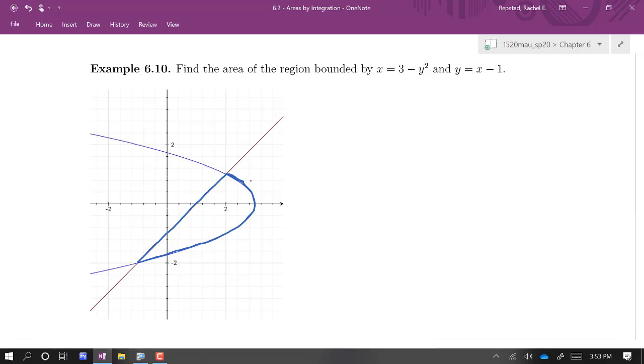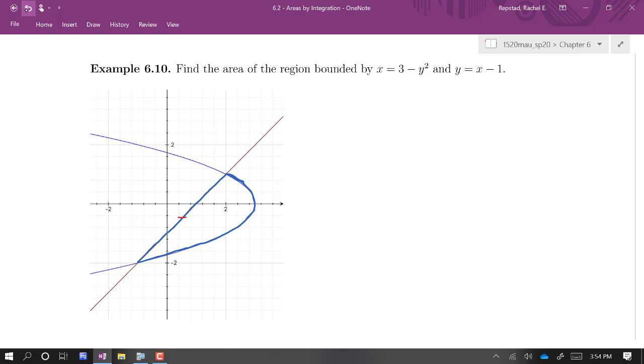And again, take a few seconds, see if you can tell whether vertical or horizontal rectangles are better, and pause it if you want to give yourself more time. So in this problem, you're really going to want to use horizontal rectangles. Vertical rectangles won't work because over in this part, it's the line minus the parabola, but over here, the top and the bottom are both the parabola, and that's not really well-defined bounds. It would be a lot more work to do this with vertical rectangles.